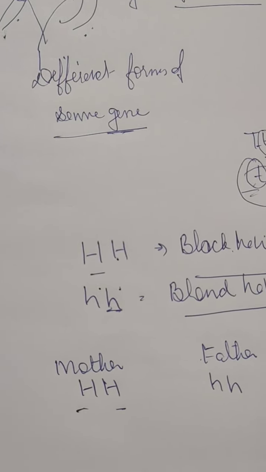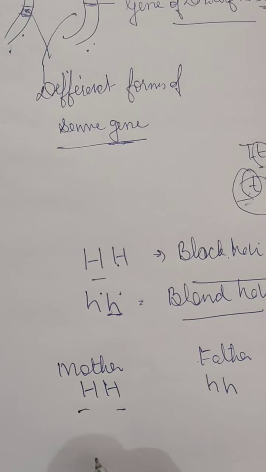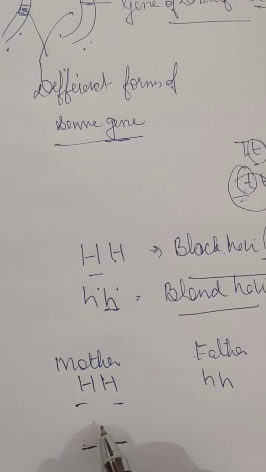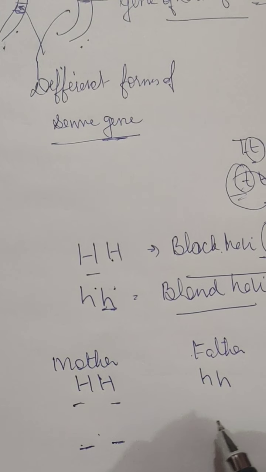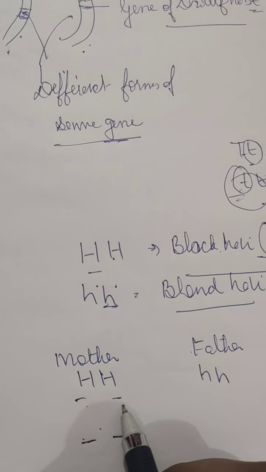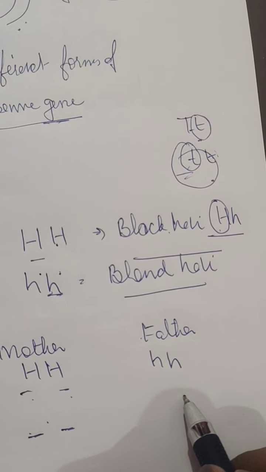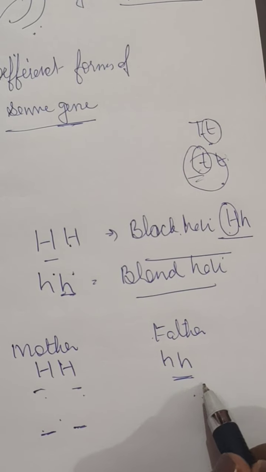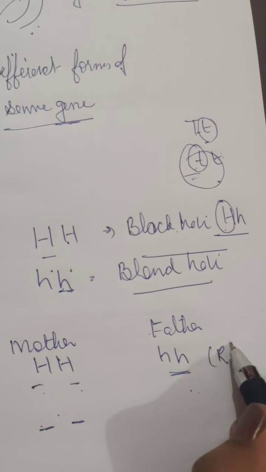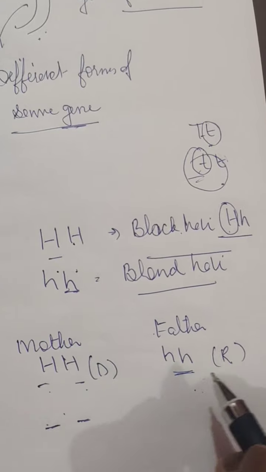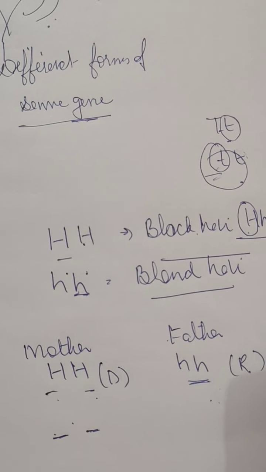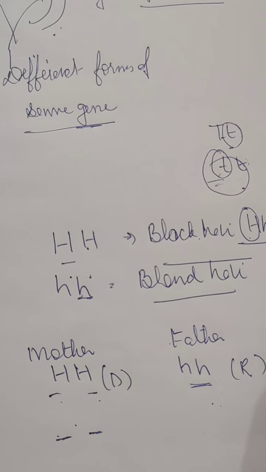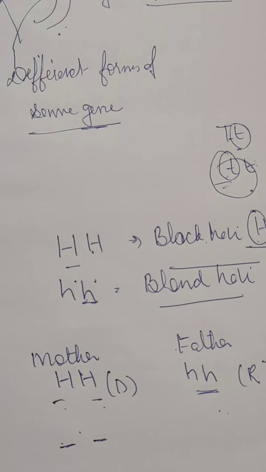The mother contains two genes, HH, for black hair, and both of them are dominant genes. The father's cells will have small hh, which is blonde hair, so these are the recessive genes, and this is a dominant gene. So the father's cells contain recessive genes. The father has blonde hair.